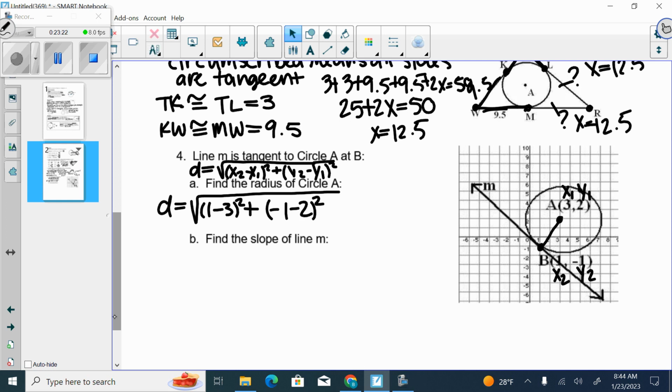Squared. So 1 minus 3 is -2, and -2 squared is 4. And -1 minus 2 is -3, and -3 squared is 9. And what is 4 plus 9? 13. Still under that radical. There is no perfect square root of 13, so we would just say the length of the radius is square root of 13.